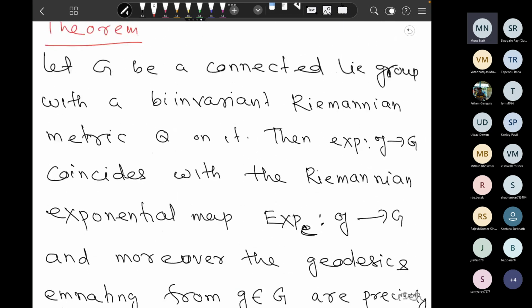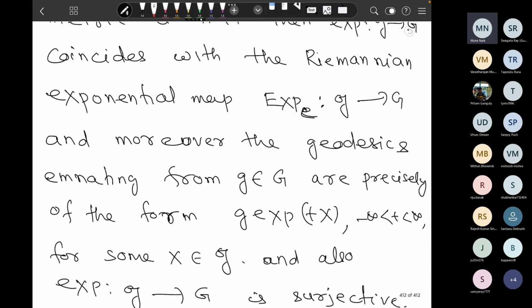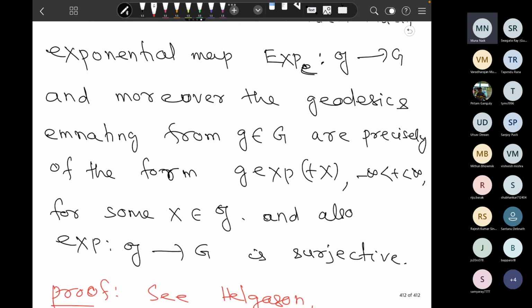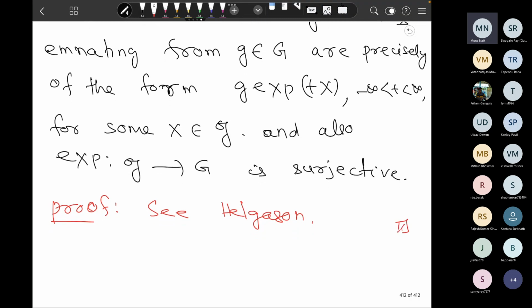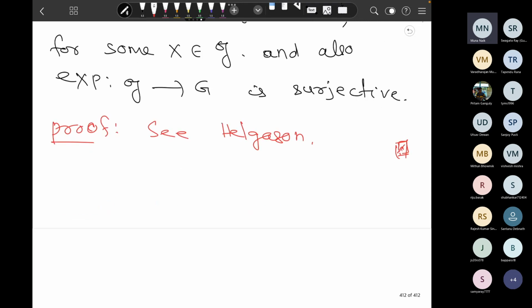So the theorem says: let G be a connected Lie group with a bi-invariant Riemannian metric Q. Then the exponential map coincides with the Riemannian exponential map, and moreover the geodesics emanating from g belonging to G are precisely of the form g exponential of tX, and also the exponential map from the Lie algebra to G is surjective. So this actually answers the question which was asked by Rajesh Priya once in one of the previous lectures.